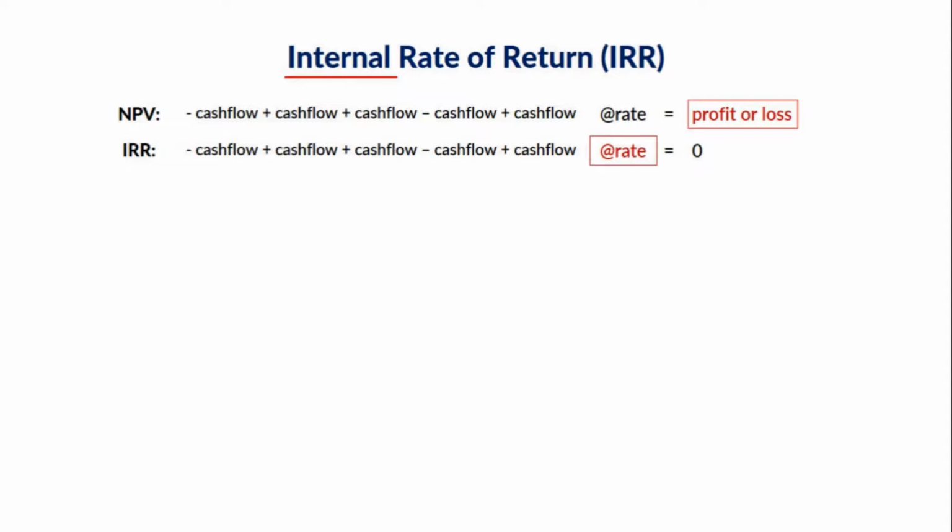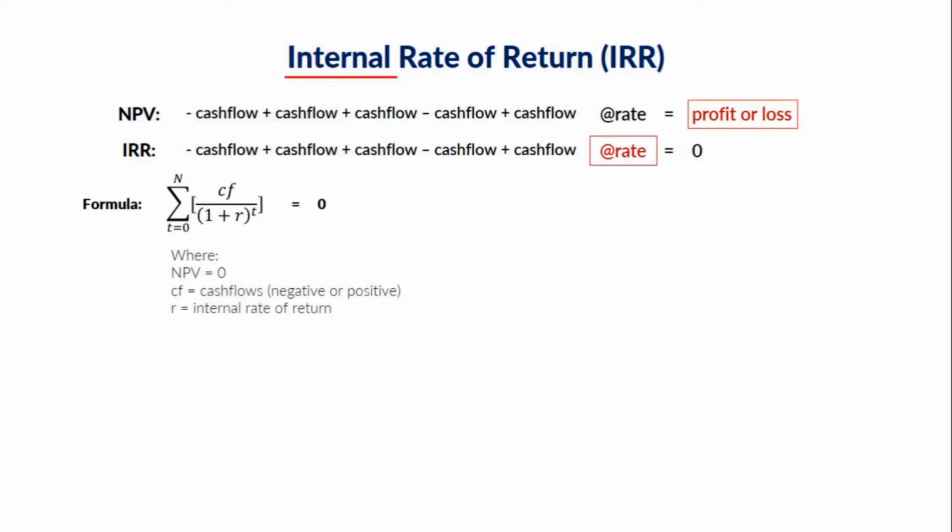It's internal because we don't need any opportunity cost from outside to value our projects. It uses the internal cash flows of projects to get a discount rate. So the formula for IRR is this, which is basically the sum of all the present values of cash flows, which gives you NPV 0, where NPV is 0 and CF are the cash flows, negative or positive, and R is not the discount rate, it is the internal rate of return.